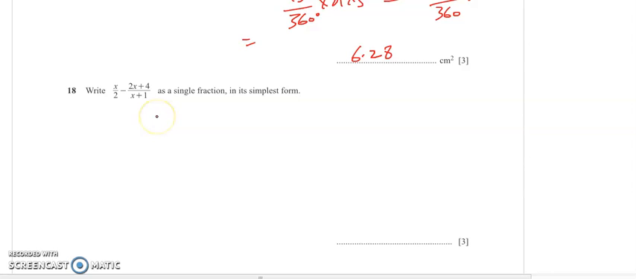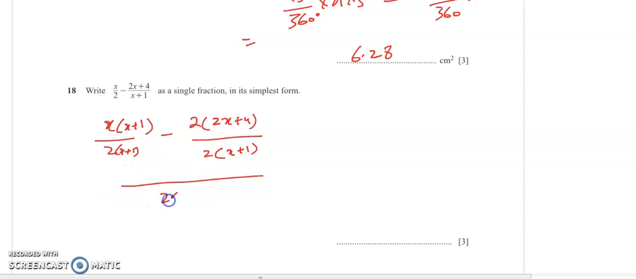Next, we have to write this as a single fraction in the simplest form. There are many ways to do this, but what I always recommend to students is this method, because the chances of error will be least. So you can write x over 2, and to make the same denominator up and down we multiply with x plus 1, and for the minus term, up and down we multiply with 2. So we get the similar denominator.